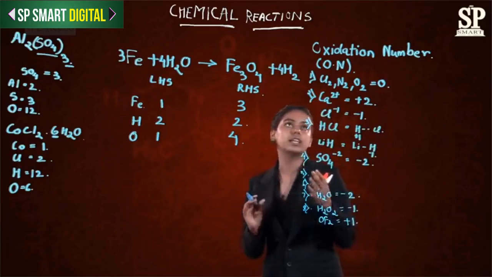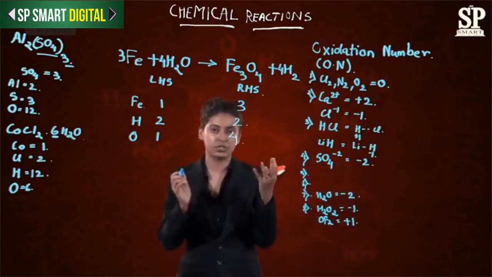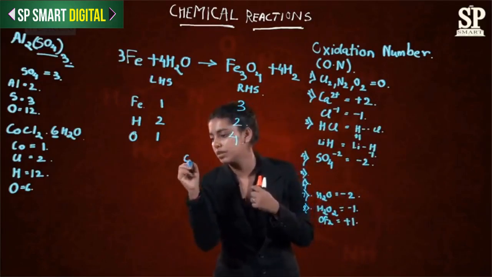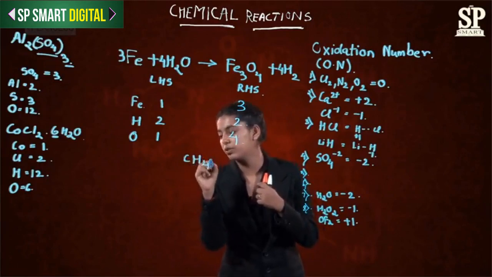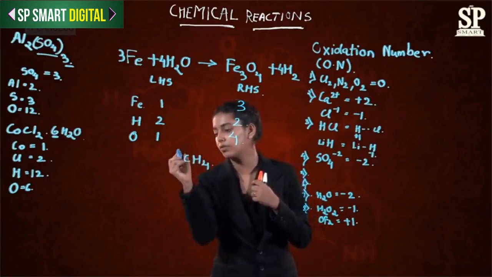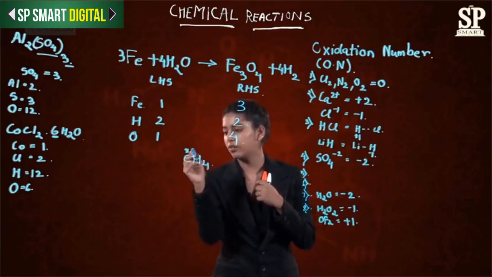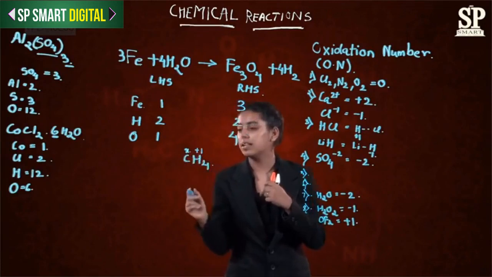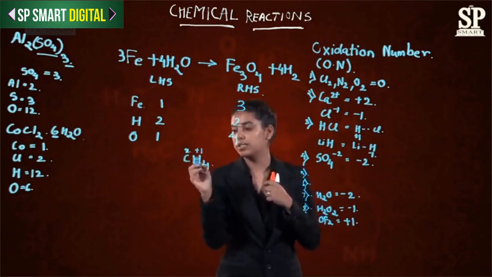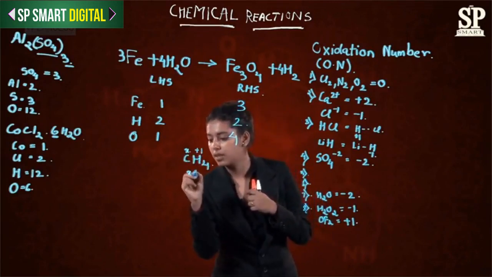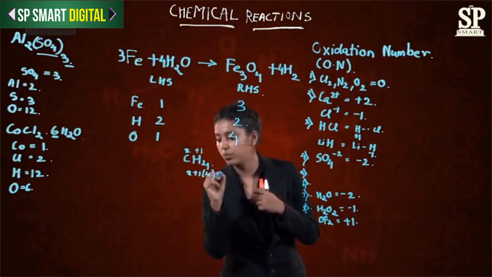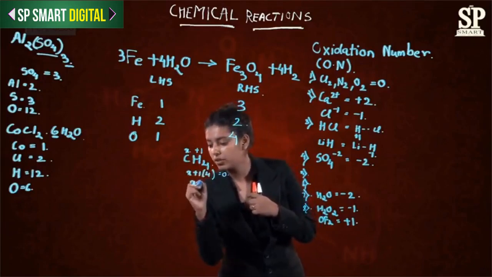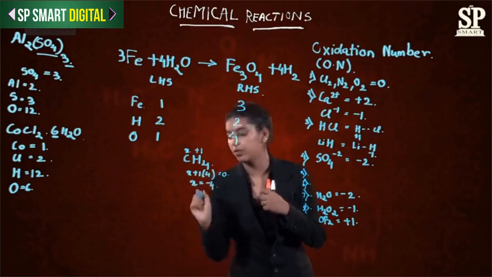Now, we will take an example to calculate the oxidation number. Let's start with methane, CH4. Here we want to find out the oxidation number of carbon. Let's keep it X. We know that oxidation number of hydrogen is +1 and in total this compound is electrically neutral, so x plus 1 into 4 will be 0, and thus the value of x is equal to minus 4.